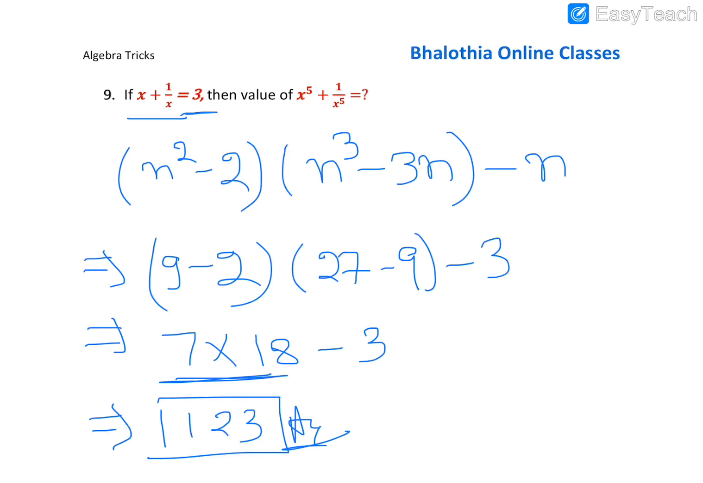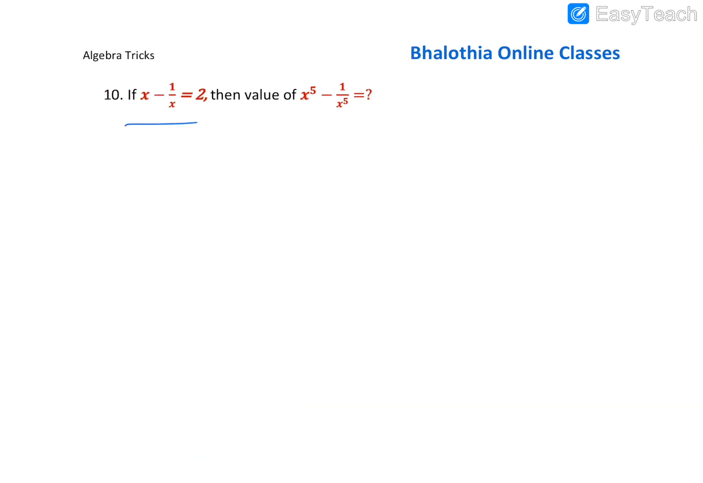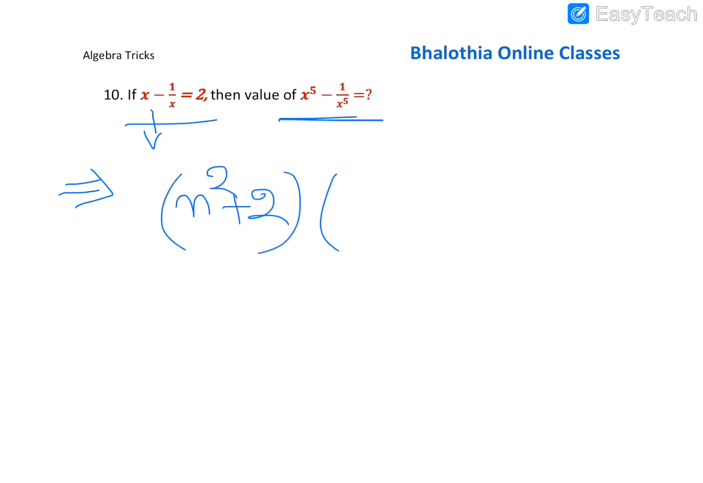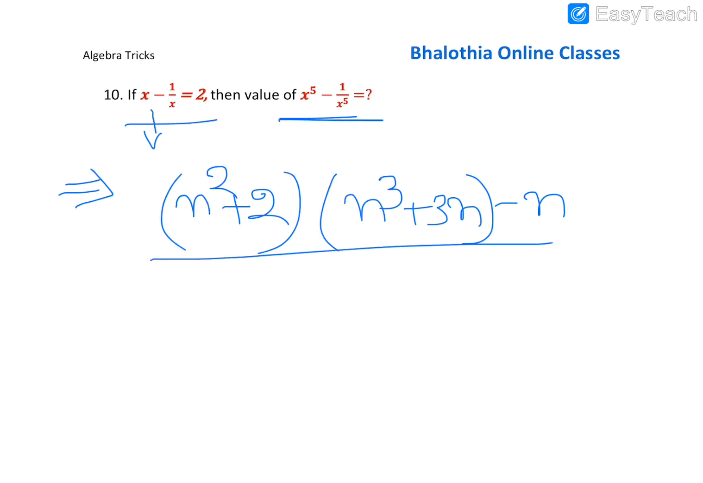Okay guys, so let's move to the next question, and that is x minus 1 upon x equal to 2. Okay, that is given, and power 5 is asked, so hope you can attempt it. Okay, try to attempt it yourself. So in this case, what will be the formula? In case of minus, the formula for square is n square plus 2, and what is it for cube? n cube plus 3n, and then we'll do minus n.